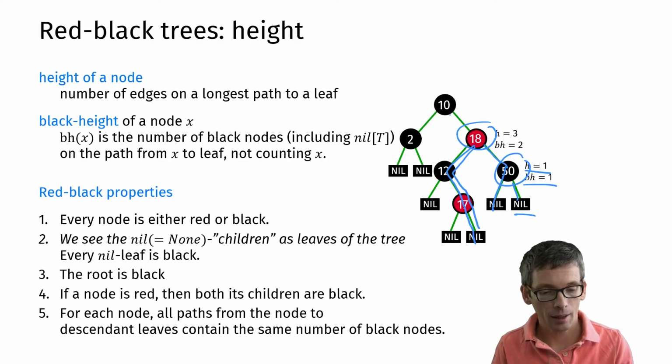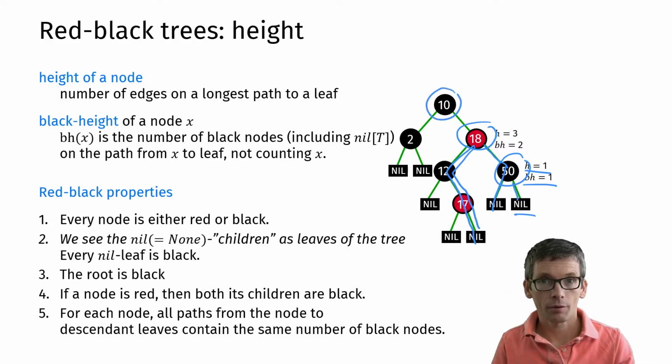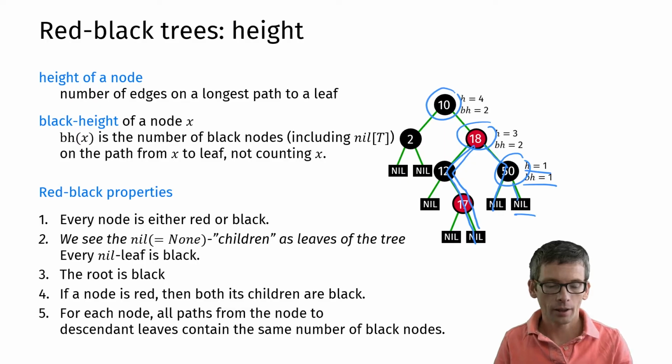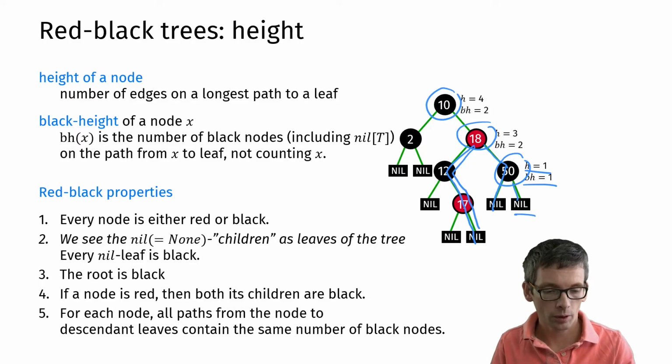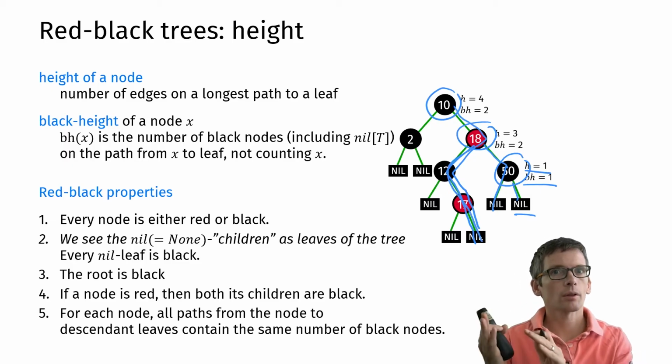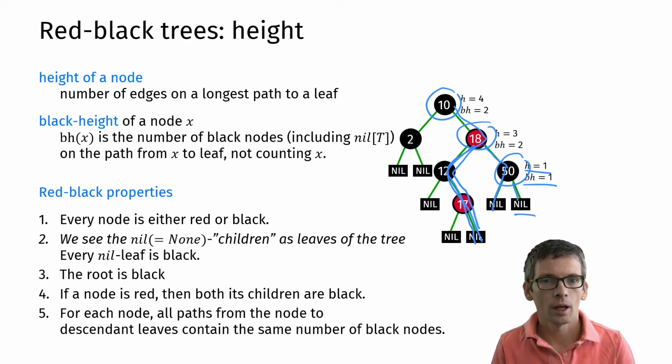And as last example, if we take here the root, the 10, then the height of that is 4 via 18. The black height is, just as for the 18, 2, because to a leaf I see 2 black nodes, not counting the 10 itself. So that's the black height of a node.